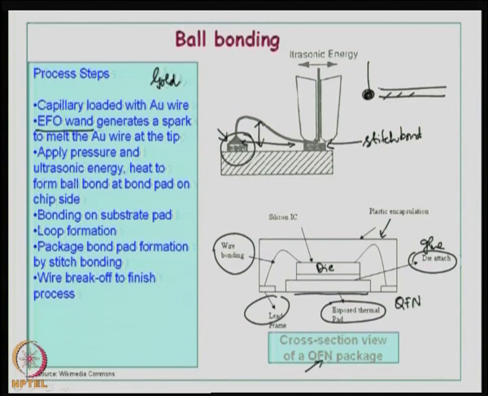So, you must be able to now draw such cross sections for a wire bond BGA, for a wire bond QFP, for a flip chip BGA and so on as we go along.